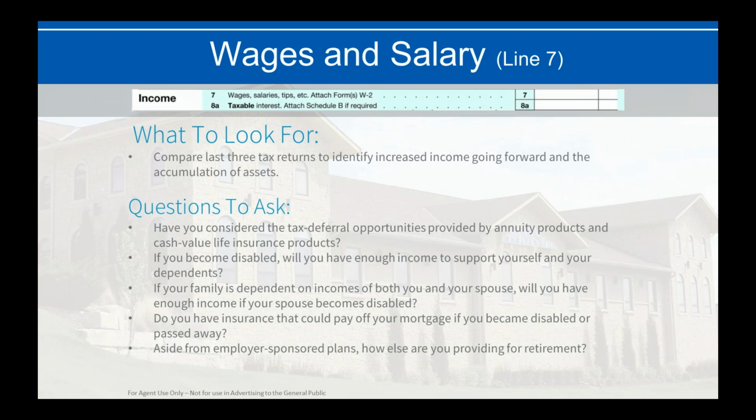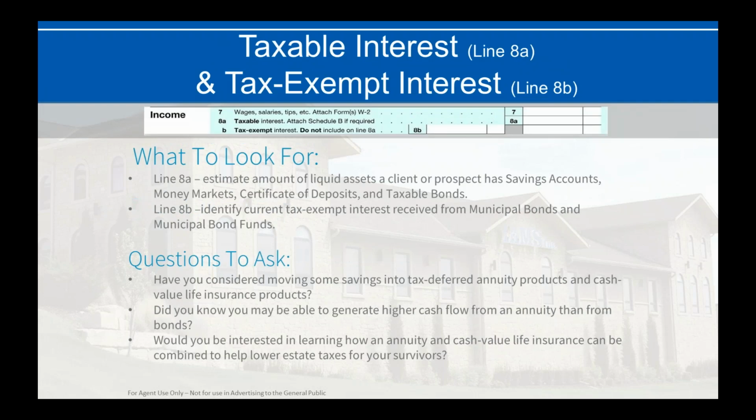Opportunities, taxable interest and tax exempt interest, line 8A and 8B. So these are opportunities to discuss interest. We know the interest rate environment's pretty low. I mean, it has improved, but it's still relatively low compared to in the past. So if there's a large number on those lines, you know that the asset generating it could be rather big. So, are there ways to eliminate or reduce taxable interest?